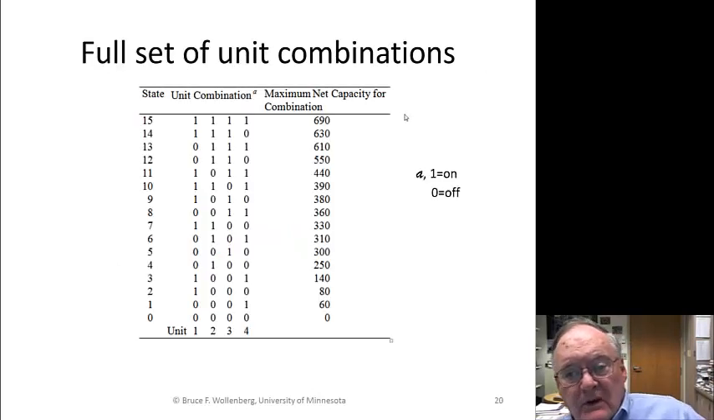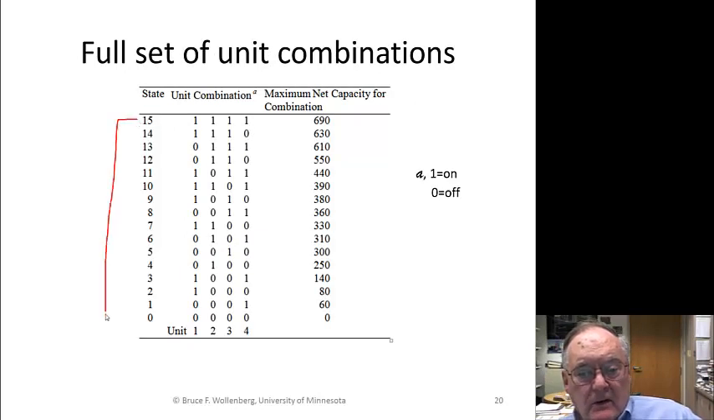So here we go again. We've got states. Remember, these are the combinations. Now here we have 16 of them, all the way from nothing on to all of them on. And here's the load, from 0 up to 690. Okay, so these are the unit combinations. Now 1 equals on, 0 equals off. That's just notation.